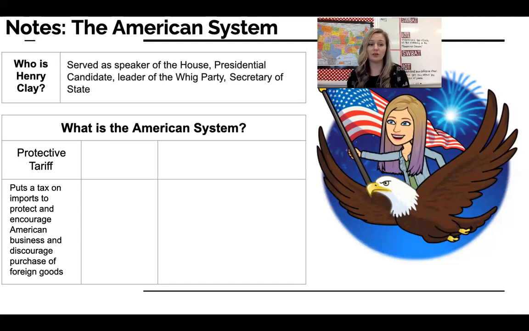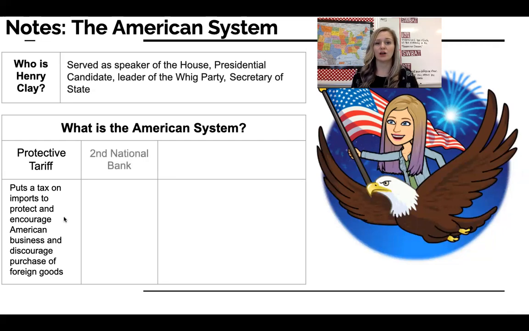So this puts a tax on those imports. And the hope is that maybe if you go to the store, you've got this item that's made from France, but you've also got this item that was made here in the United States. And now it's cheaper because it doesn't have that extra tax put on it. So you're more likely to buy the American made good, thus promoting and helping the American economy.